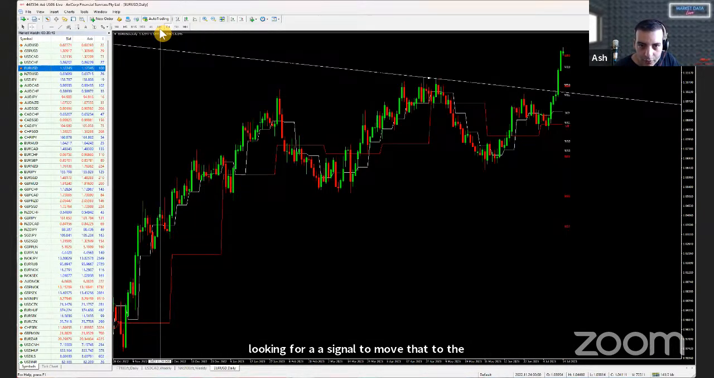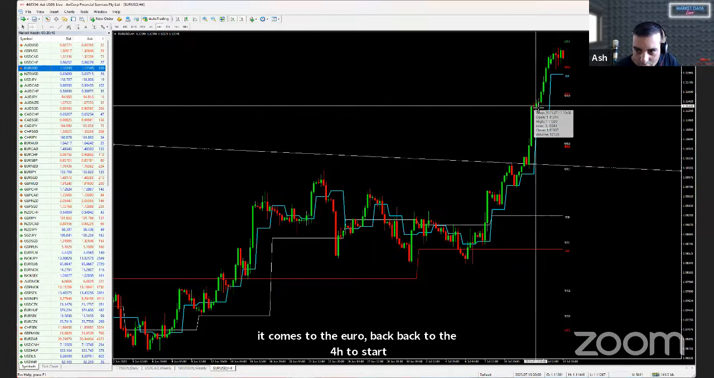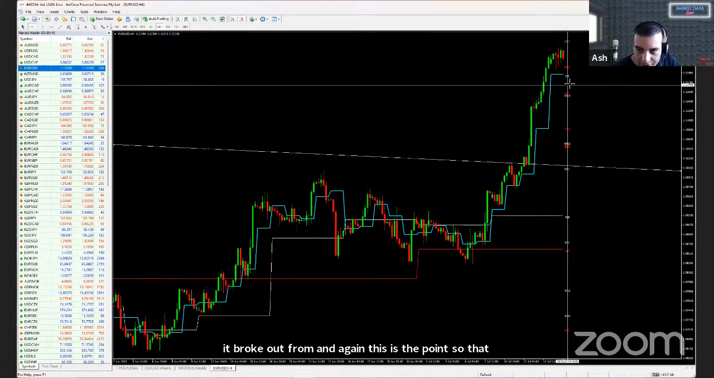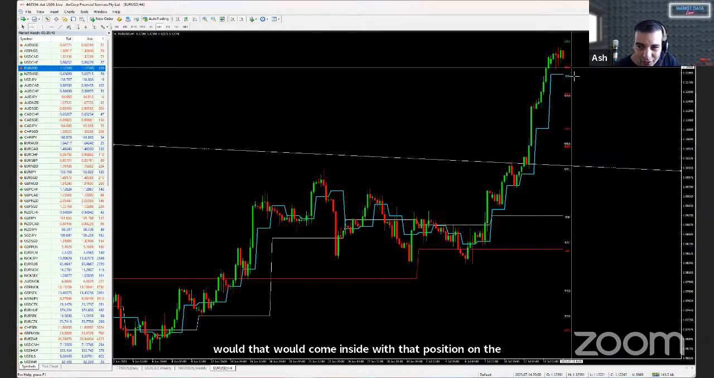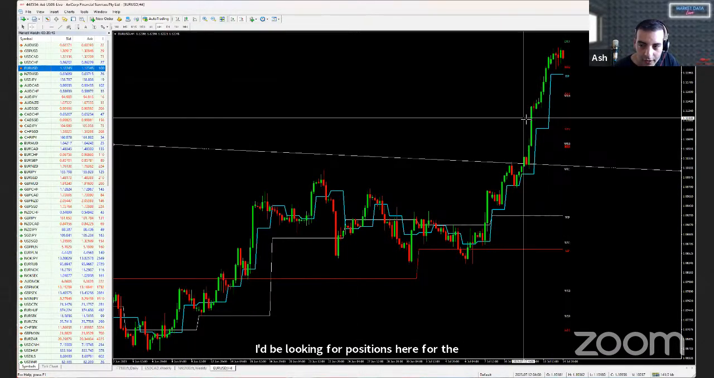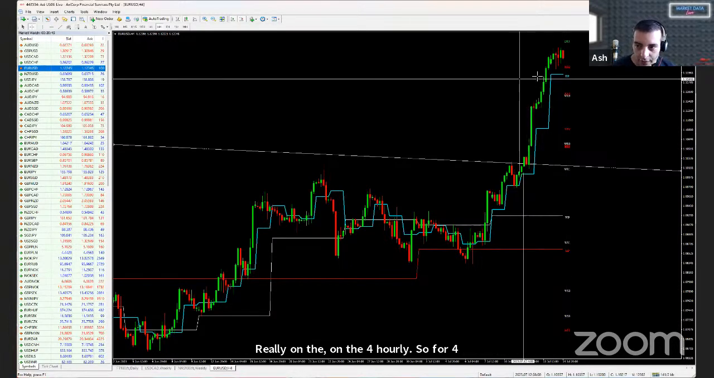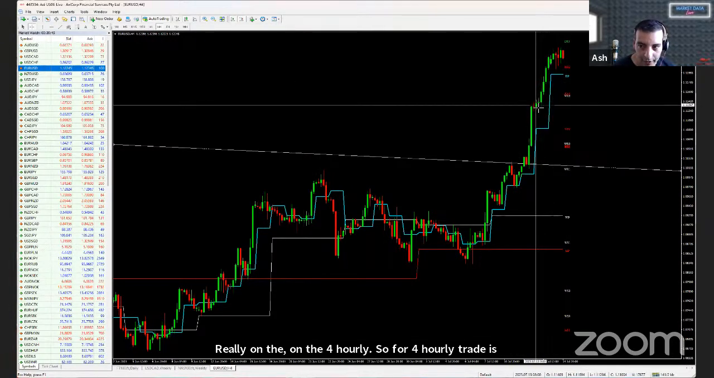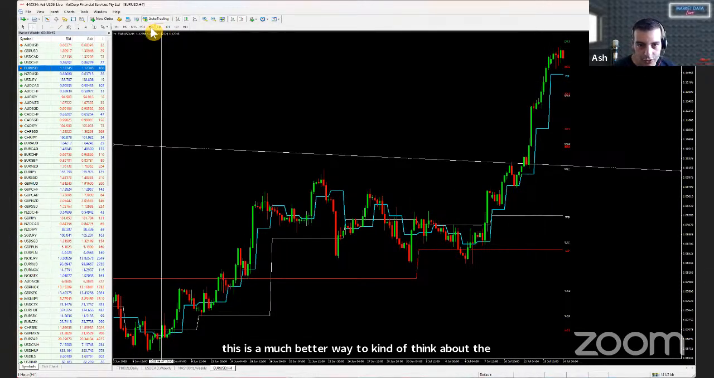When it comes to the euro, back to the 4 hour to start with, here's the area that it broke out from. And again, this is the point. So that would coincide with that position on the Aussie, coming down to about 1.113. I'd be looking for positions here for the euro. So if it retraces there and gives us some sort of reversal bar, a reversal pattern, really on the 4 hourly. So for 4 hourly traders, this is a much better way to kind of think about the charts on the weekly seasonal bias. So weekly seasonal bias, you're looking at short-term positions. So shorter-term time frames, a 4 hour would be better.